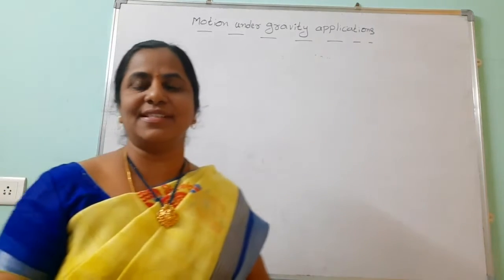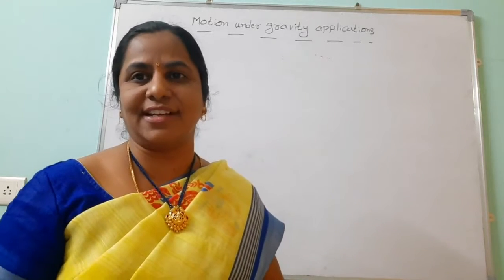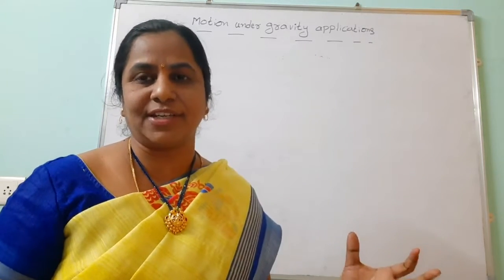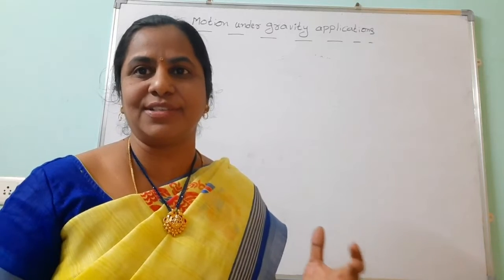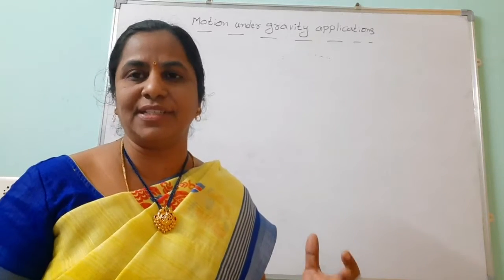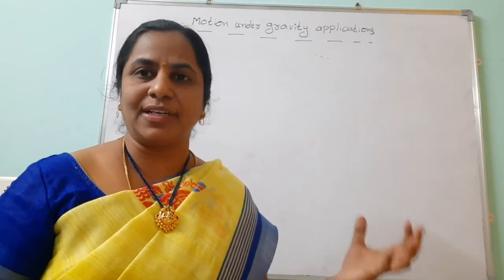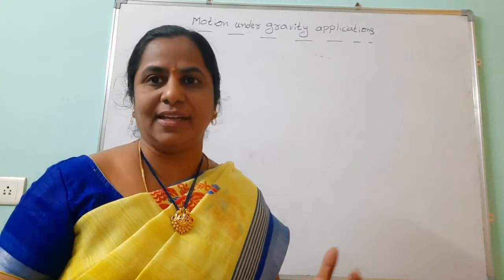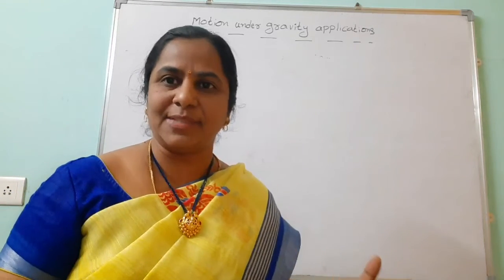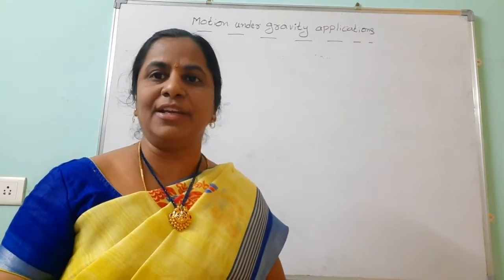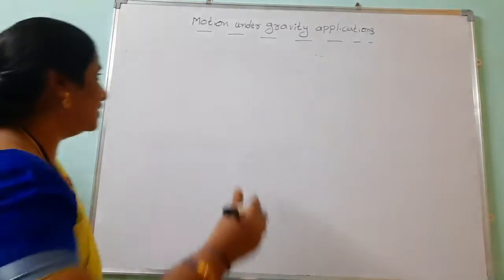Today we are going to discuss a few applications of acceleration due to gravity. In the previous section you learned that time of ascent equals time of descent equals u by g. Time of flight is the total time taken by the body in air, that is 2u by g, and maximum height h equals u square by 2g. A few applications we are going to discuss now.